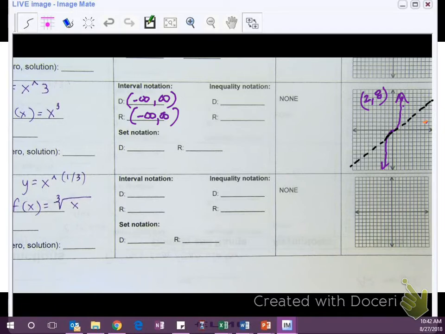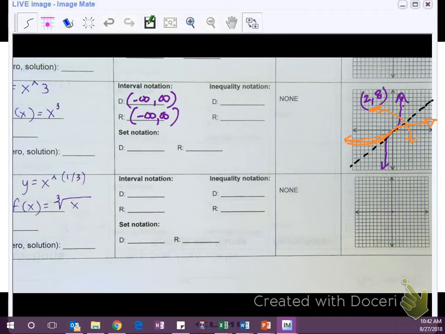So I know that (8, 2) is here. I know that (1, 1) is still here, and that it still goes through the origin. So I'm going to end up with something that looks, oops, that's too skinny. If I take these values and reflect them over to this side of that line, it's going to end up looking something like this, which is what we draw here.